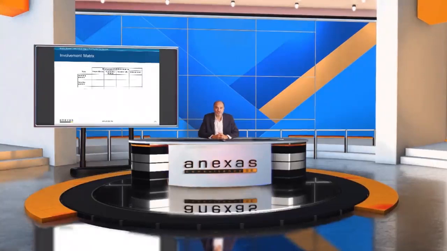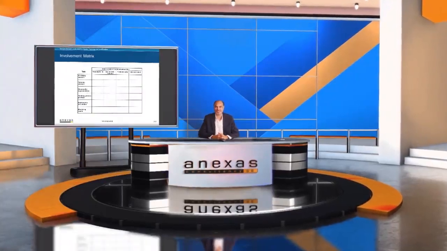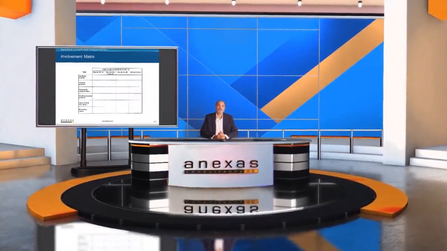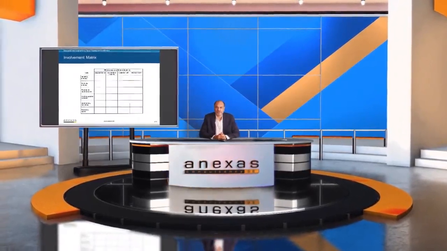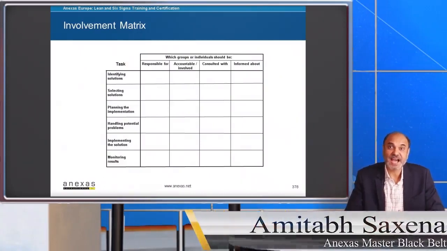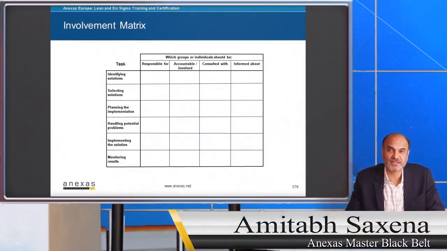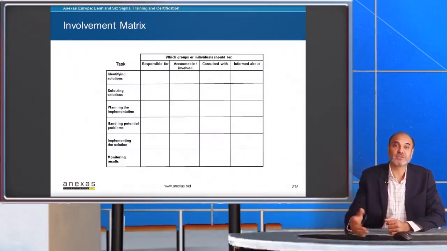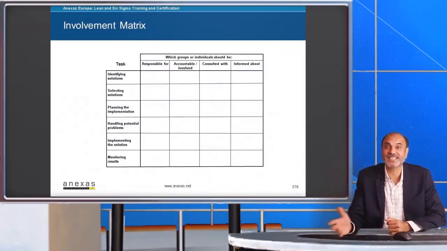Once we have chosen the solution, then it is time to implement the solutions. One tool which is very useful while you implement the solution is the involvement matrix. The involvement matrix assigns the roles and responsibilities of the team members while you implement the solutions. It is also known as the RACI chart.